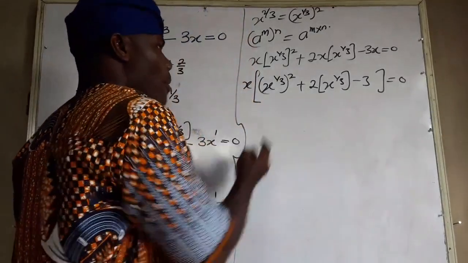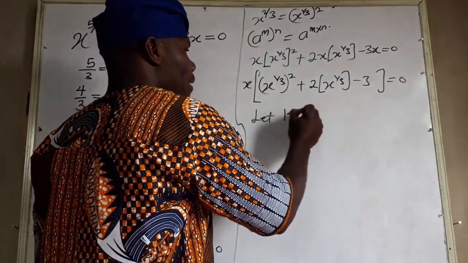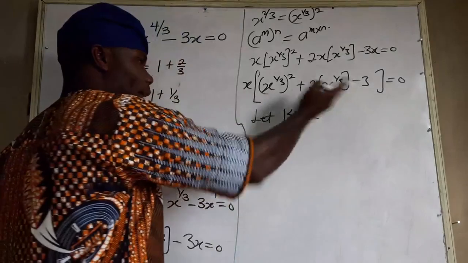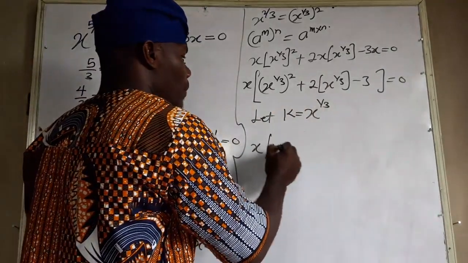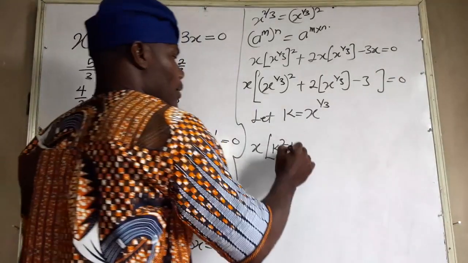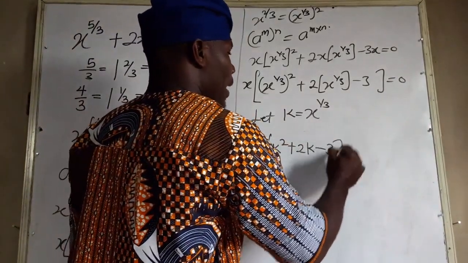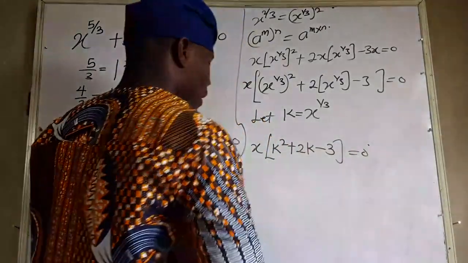As s is common, but we still have an issue with this, let's represent k to be equal to s raised to the power 1 over 3. So let's rewrite the equation again. We have s times (k squared plus 2k minus 3) is equal to 0.